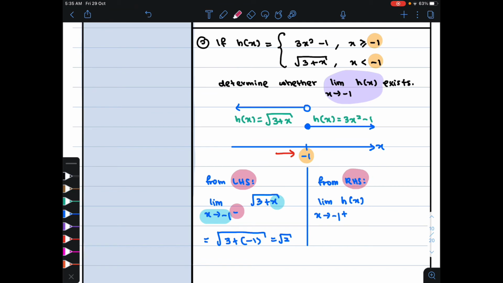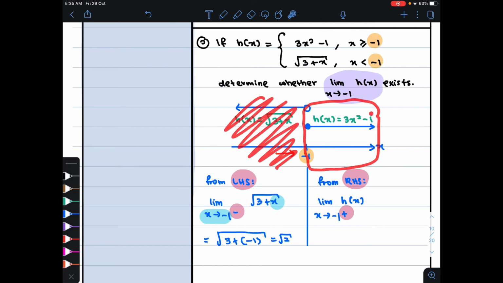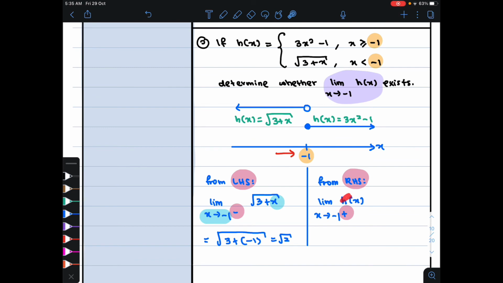Next, for the right hand side, I'm going to put a positive sign here. And our function is h(x). So look at the right hand side only. Note that the function h(x) is 3x squared minus 1. So change h(x) to become 3x squared minus 1. Now just substitute x equal to -1 into x.